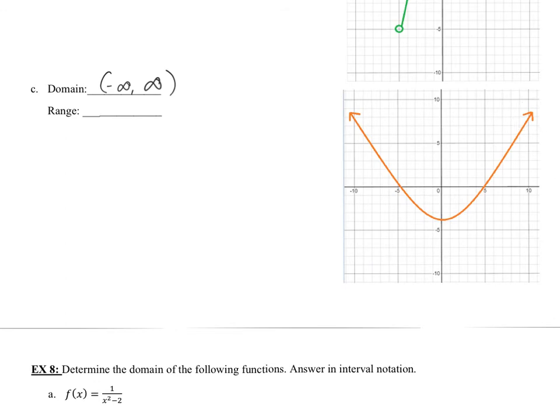Next, let's take a look at the range. Smallest value we start at is right here at negative 4, and we include it. And then we go up until, oh goodness, look at those arrowheads. That's infinity. Positive infinity. Okay, not too bad on that.